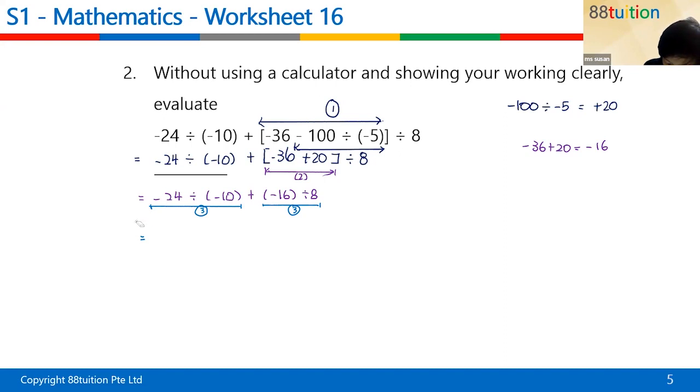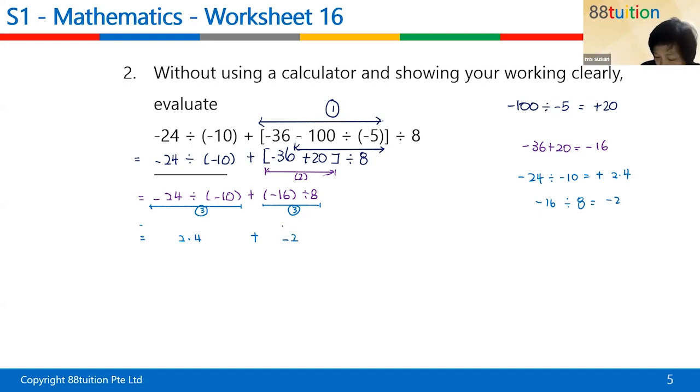So what is minus 24 divided by minus 10? If you need, then do here. Minus 24 divided by minus 10. First of all, it becomes positive. What do you get for positive here? 2.4. Okay, so 2.4. Then it's a plus. Then you have minus 16 divided by 8. That gives you minus 2.